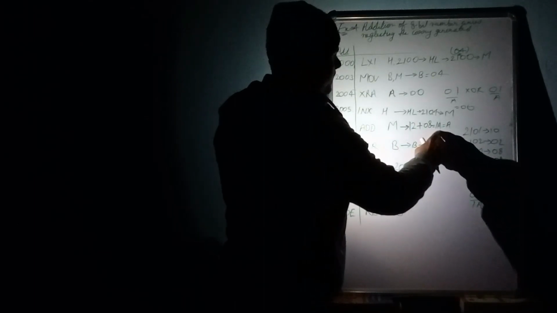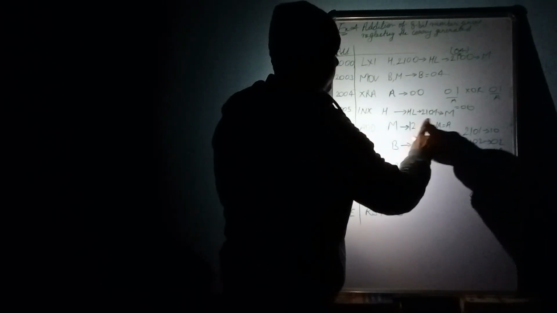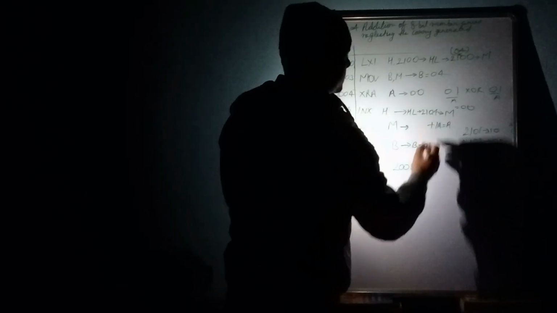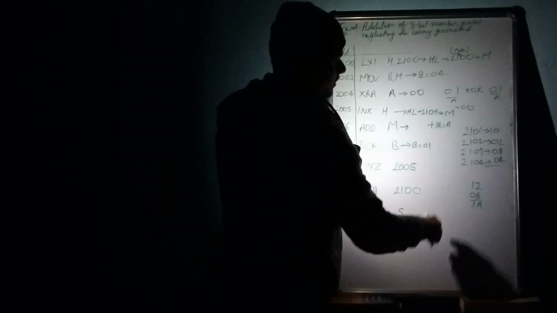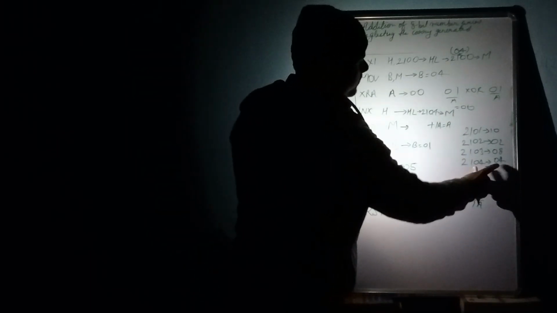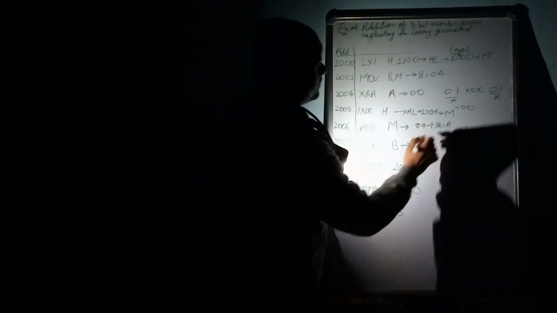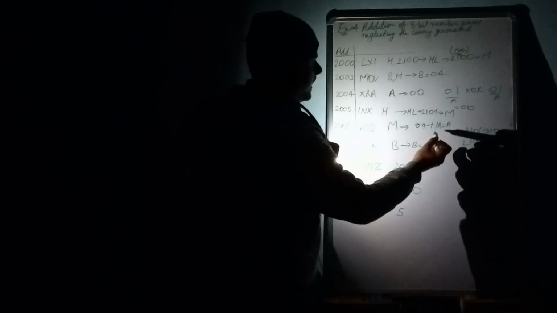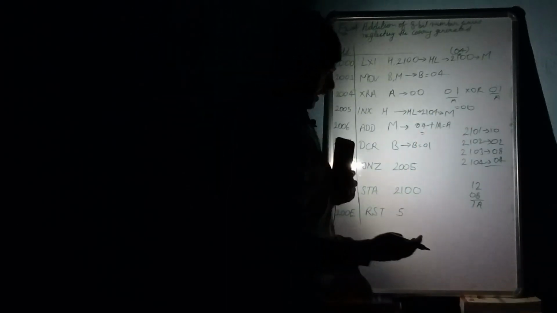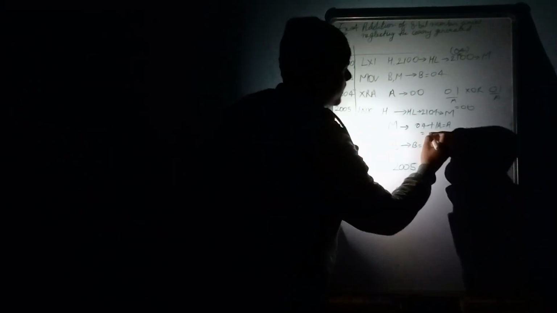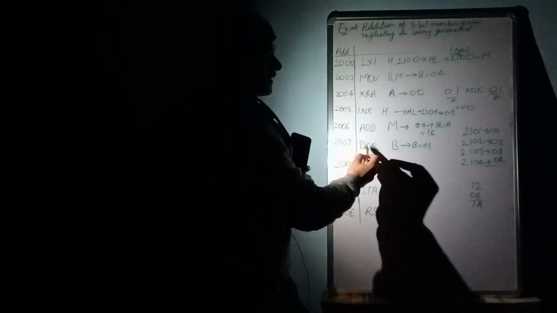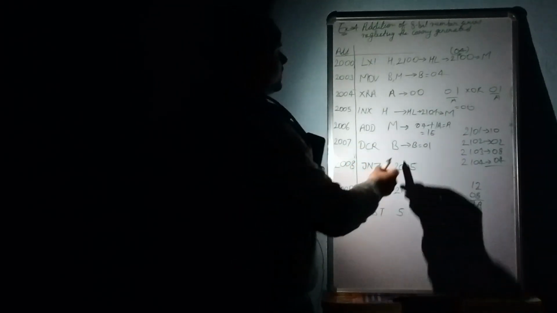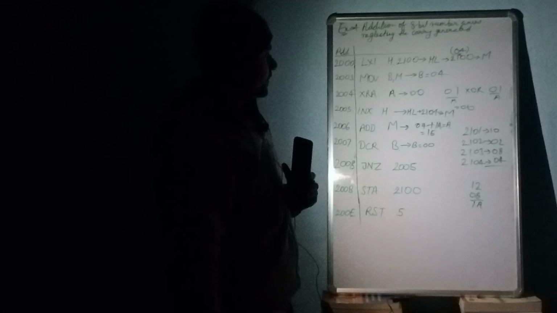So the previous value is 1A. So here what we can do, we add 1A, the previous content of the accumulator, and the content of 2104, that is 04. Okay. Then when we add this, we will get 1E. Okay, this is the result. Then the next instruction is DCR B, it means decrement register B. So when we decrement, we get 00 in register B.